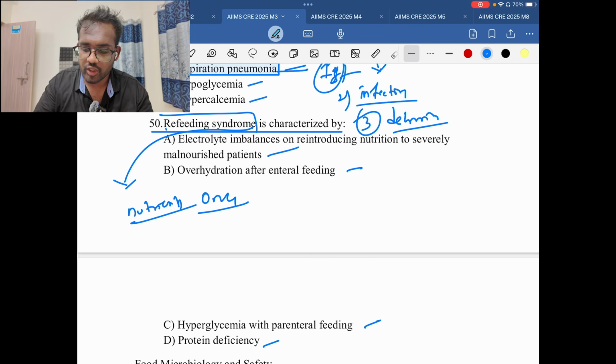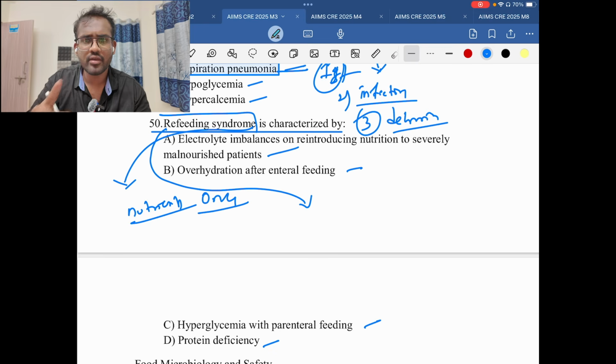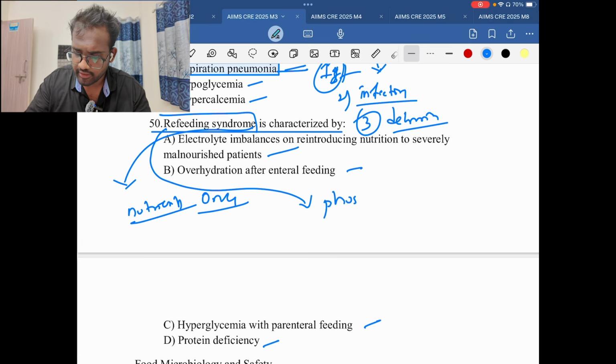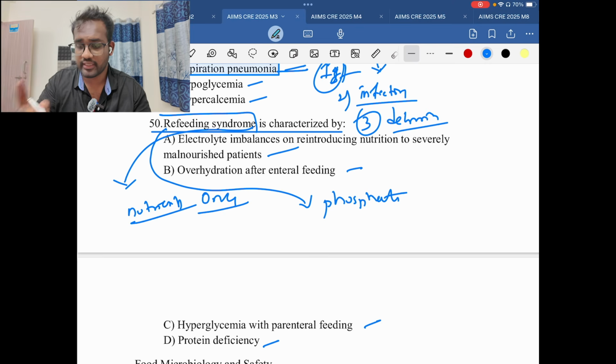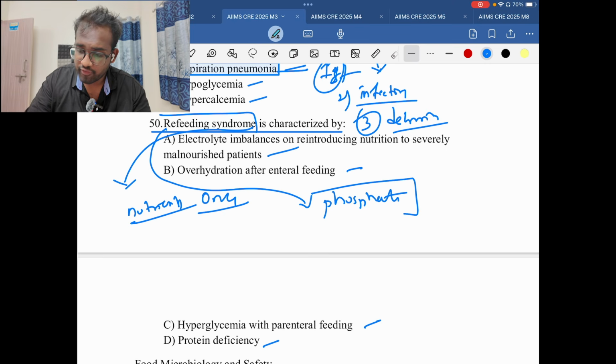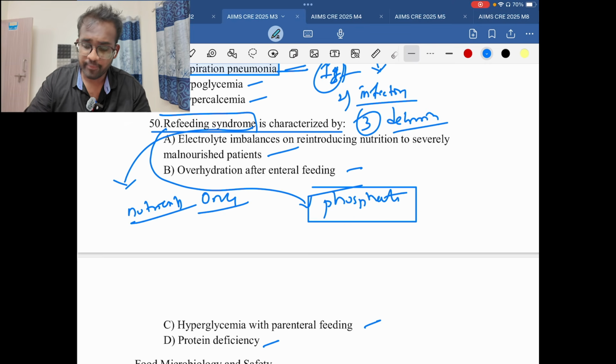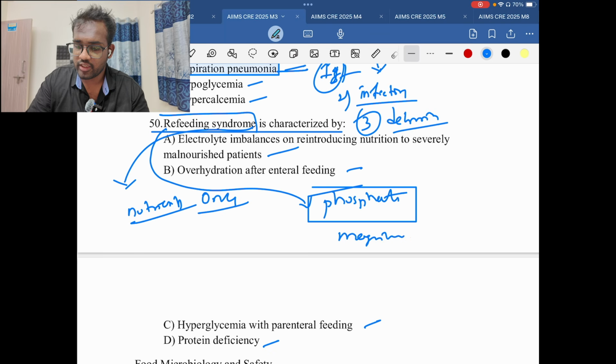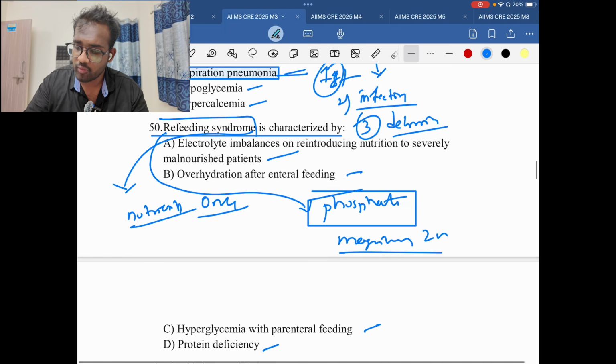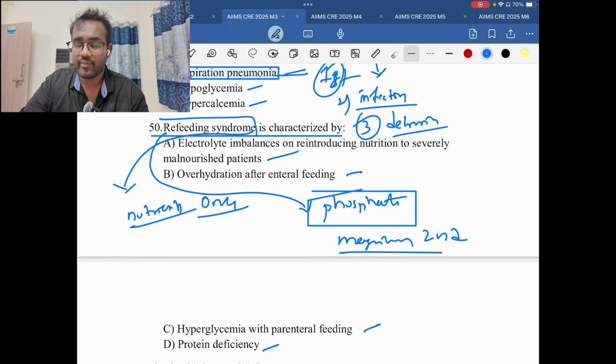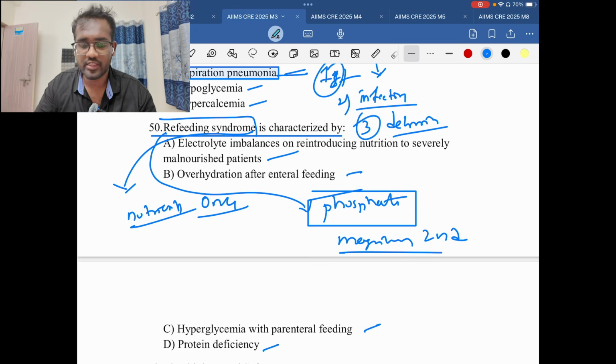In refeeding syndrome, the first major nutrient we focus on, the major electrolyte, is phosphate. Phosphorus levels. Phosphate is a major one. If they ask which nutrient we need to monitor in refeeding syndrome, always stick with phosphate. It's very, very important. If you don't have phosphate as an option, and they mention magnesium, then go for magnesium. It is the second most important mineral monitored during refeeding syndrome. It is very, very important.